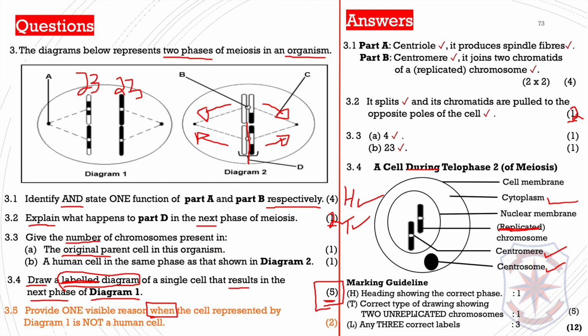Okay? I do not have space. I did not create space. We have reached our capacity for writing. But please make a note of this. The answer to this question will be 23 chromosomes, unreplicated chromosomes, or 23 chromatids should move to the opposite poles of the cell. 1 tick. However, in diagram 1, only 2 chromatids or unreplicated chromosomes are moving to the opposite poles of the cell.